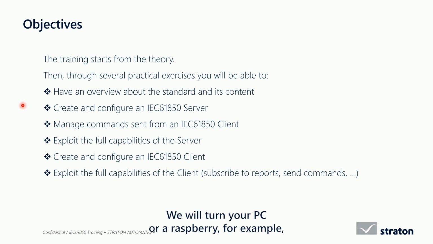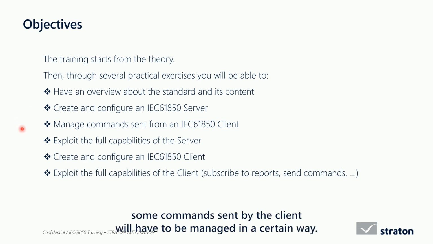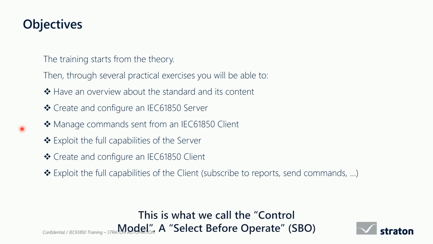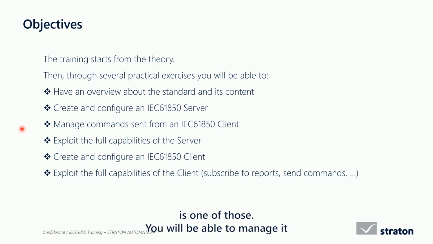We will turn your PC or a Raspberry, for example, into an 850 server. As this is standard, any 850 client will be able to connect to it. On the server, some commands sent by the client will have to be managed in a certain way. This is what we call the control model. A select before operate, SBO, is one of those. You will be able to manage it through a state machine you will code by yourself. Finally, the objective is to be able to exploit the full capabilities of the server.